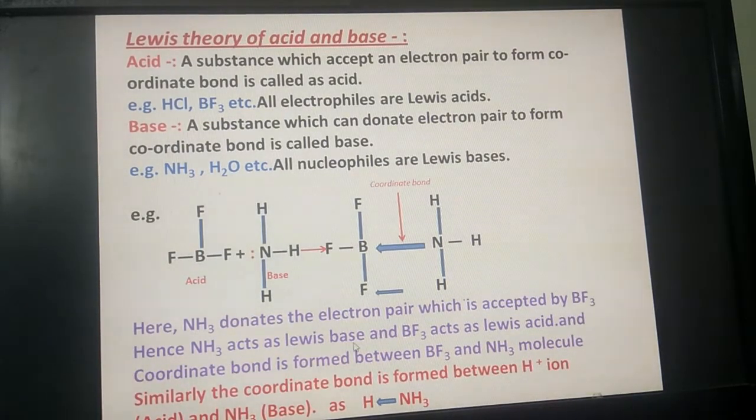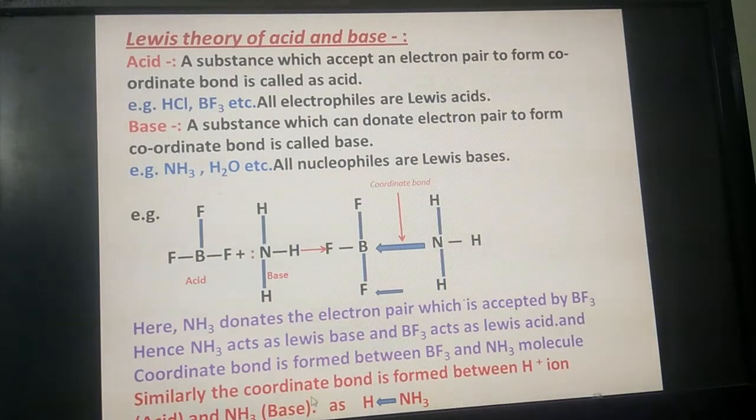NH3 acts as the Lewis base because it donates the pair of electrons, and BF3 acts as a Lewis acid because it accepts the pair of electrons, and hence the coordinate bond is formed between BF3 and the NH3 molecule. This coordinate bond is formed between the acid and the base. This is the formation of a coordinate bond between BF3 and the ammonia molecule.